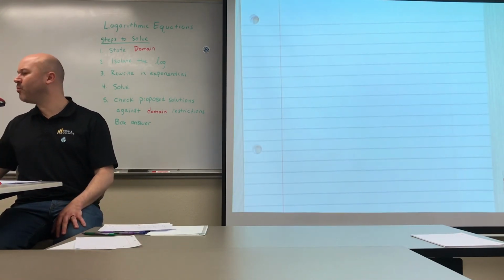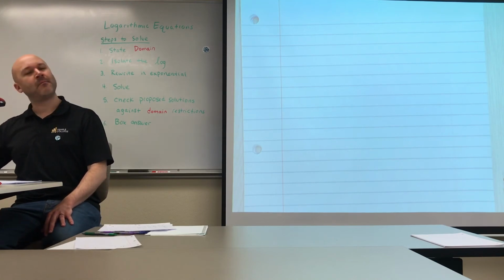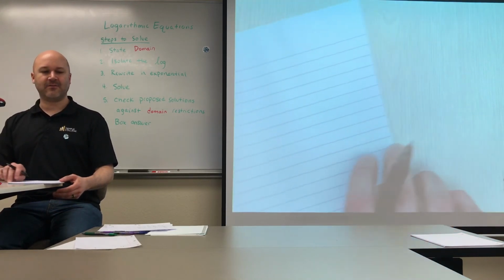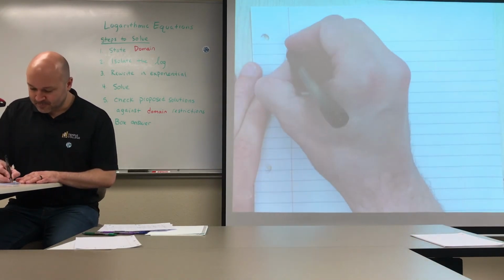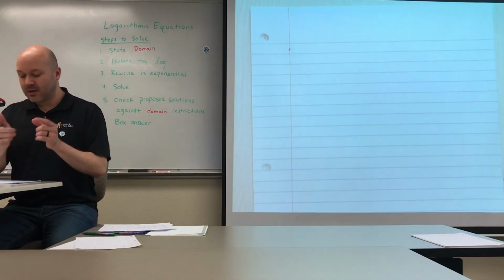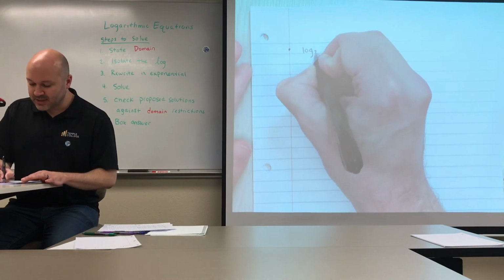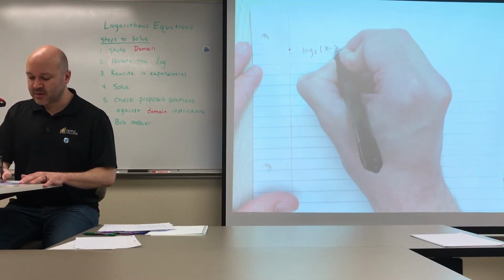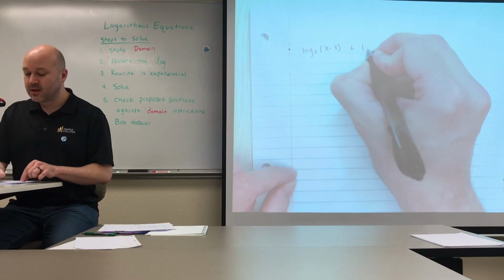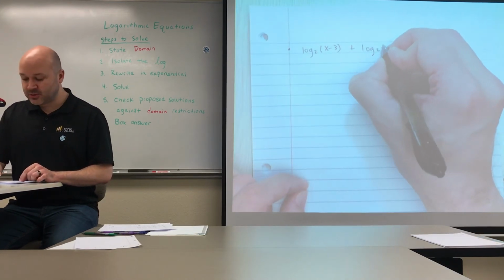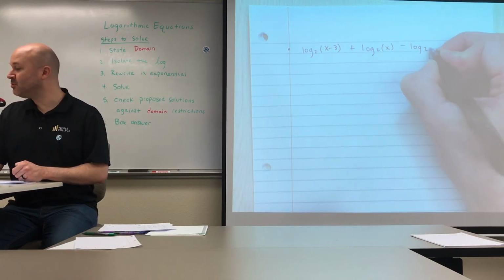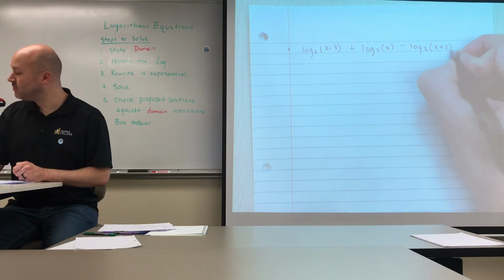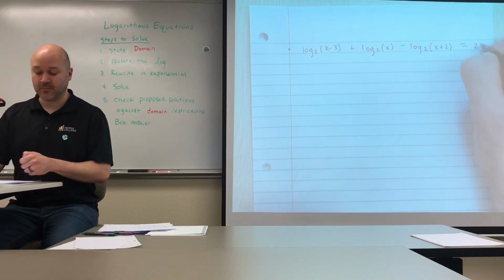All right, I got maybe one more problem. I'll make it as tricky as I can. If you can do this problem, then you can do all of the homework that I give you. So let's try it. We've got log base 2 of x minus 3 plus log base 2 of x minus log base 2 of x plus 2 all equal to 2.